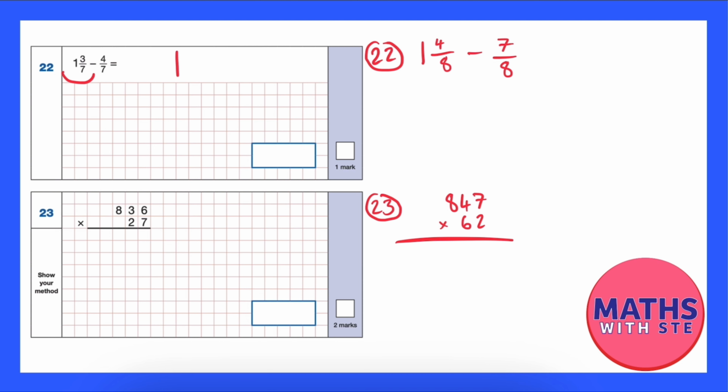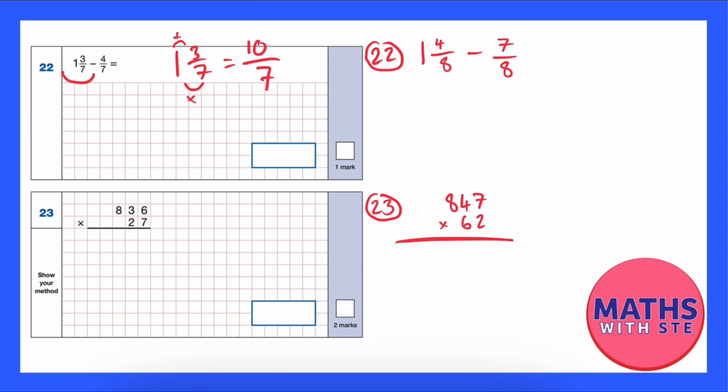So you can go 1 and 3 over 7. What you're going to do is 7 times 1, and then whatever the answer to that is, you're going to add that to 3. So 7 times 1 is 7, and 7 add 3 is 10. So I'm going to put 10 there, and the denominator stays the same, so that's going to stay a 7.